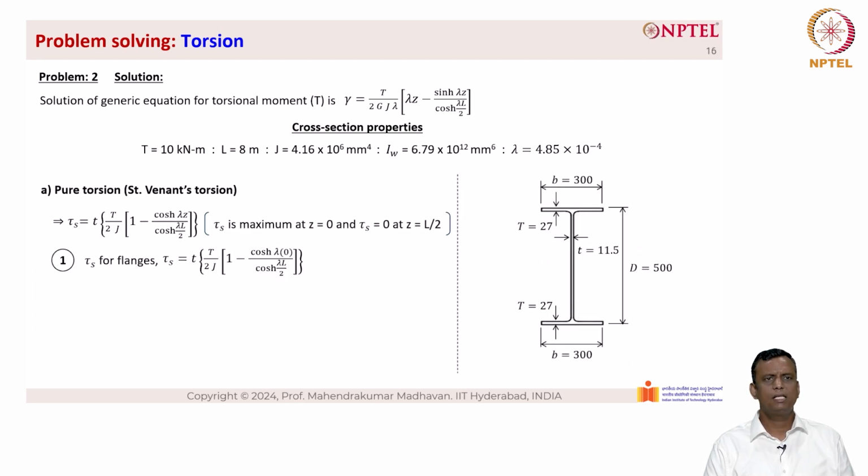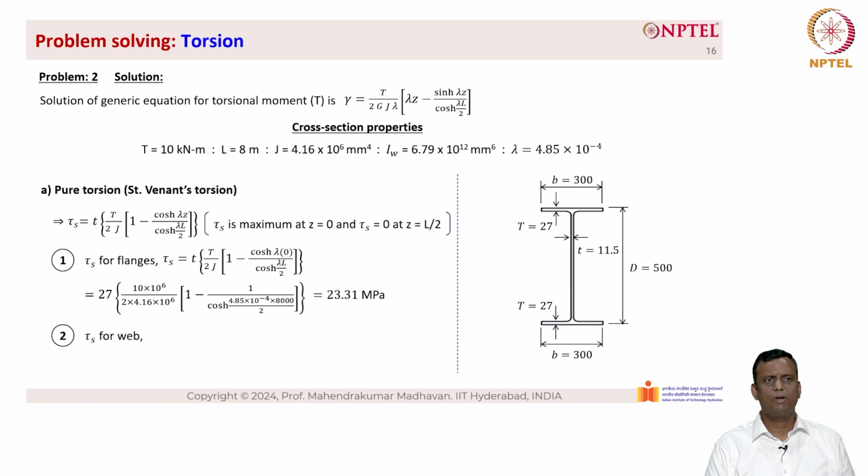Now for flanges, let's substitute the value of T equal to 27. So when we substitute it, we have 27 into 10 into 10 power 6 divided by 2 into 4.16 into 10 power 6, which represents the J value, into 1 minus of 1 by cosh of 4.85 into 10 power minus 4, which represents lambda, into length, which is 8000 divided by 2. So the value is 23.31 MPa.